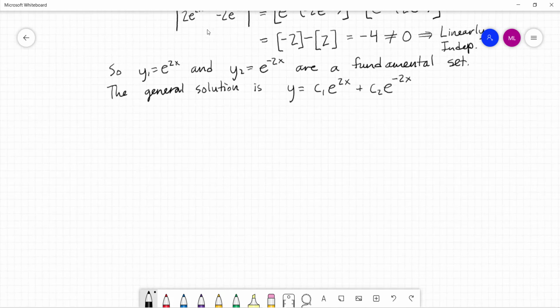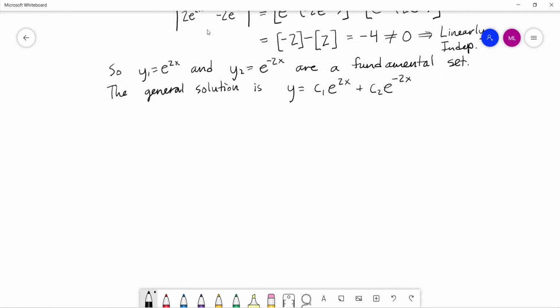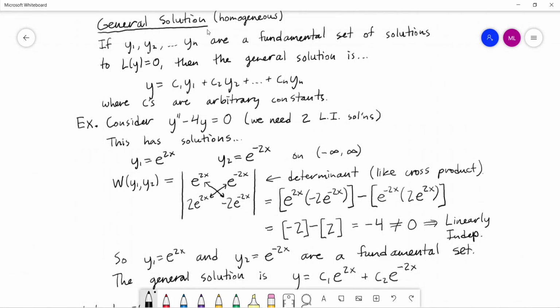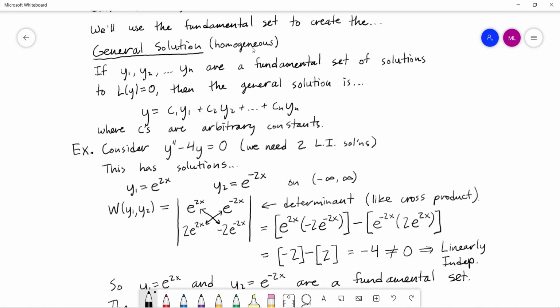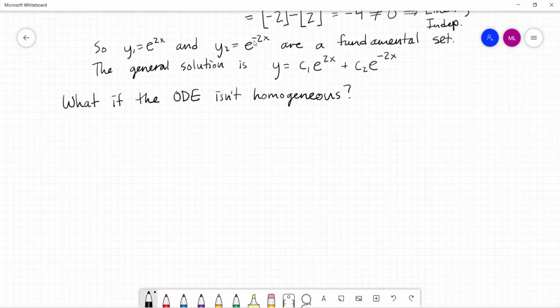Okay, so the last question, and then I promise we'll be done with this hugely conceptual, mind-numbingly long video. What if the ODE isn't homogeneous? So far, what we just did, coming up with this general solution, this was for a homogeneous equation. What if it's not homogeneous?